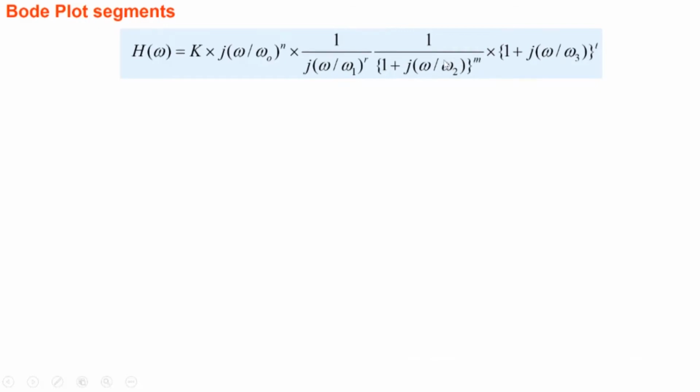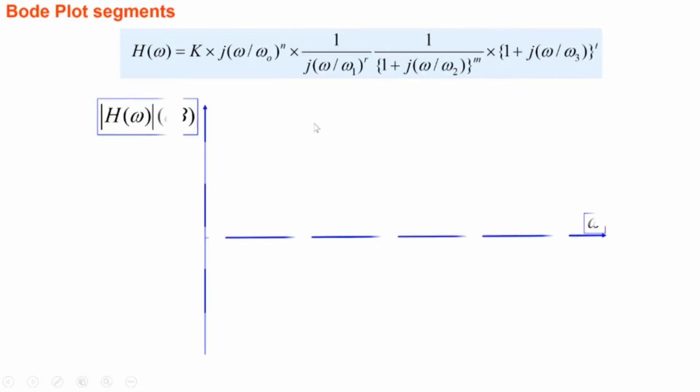All right, so let's take a transfer function with a variety of segments. There's a k, there's a j omega by omega naught to the n, j omega by omega 1 to the r, plus 1 plus j omega by omega 2 to the m, plus 1 plus j omega by omega 3 to the t here. So various terms are there. And so in general, what would you do? Well, you'll take each individual term. If you take k, then it will be 20 log k. So a term like this in dBs will be 20 log k.